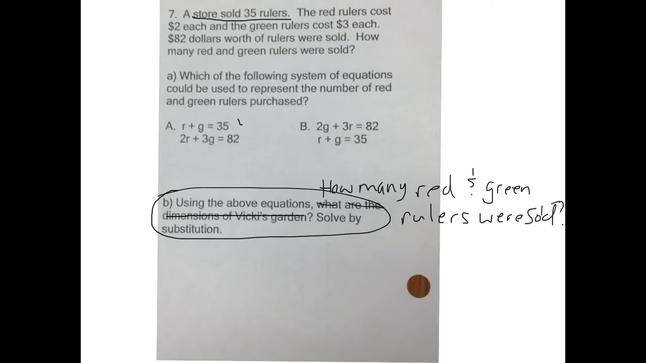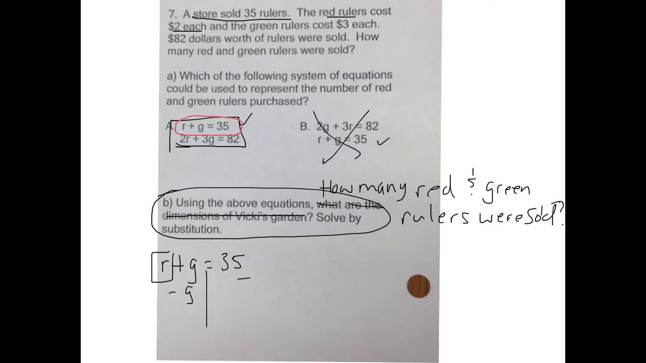So both of them have 35 rulers being sold. It is $2 for a red, so we need 2R, so that means this one is now no longer correct. When we look at the two equations here, neither one of them is solved for R. But what I notice about this top one is that it doesn't have any letters in front of the R or G, so it's going to be easier to solve for a letter. So R plus G equals 35. I can solve for either letter I want to. I'm going to go ahead and just solve for R, so I'll put a box around R. I just minus G to both sides. G cancels, and so I get R equals 35 minus G.